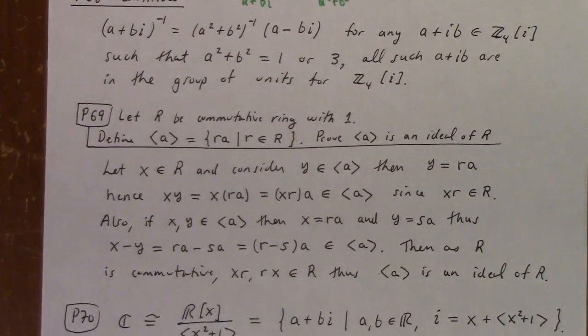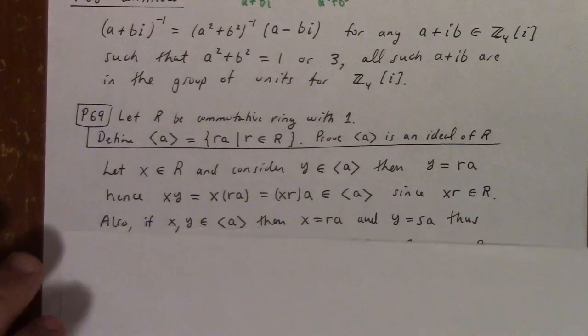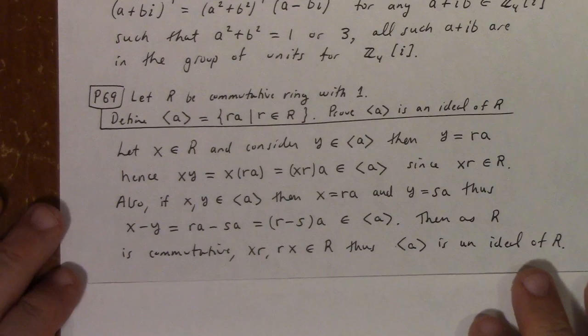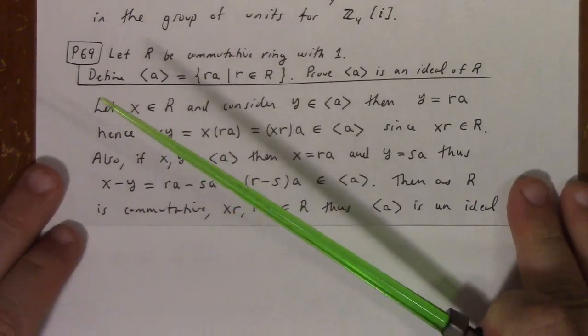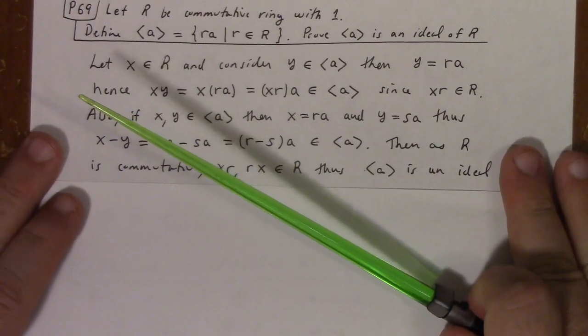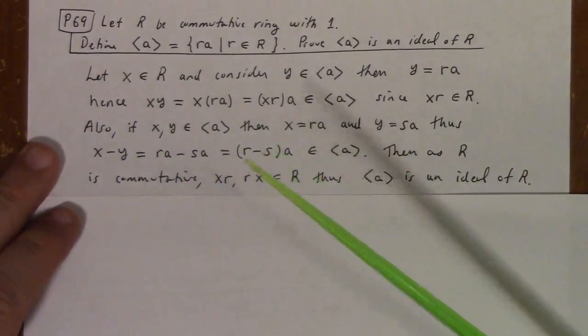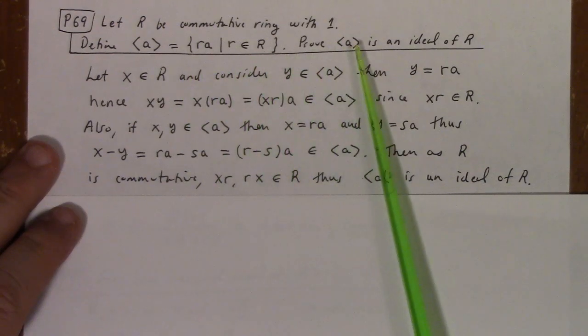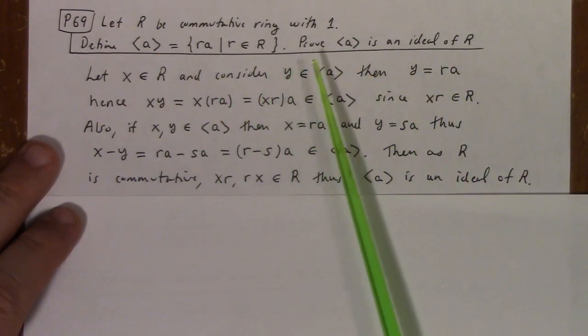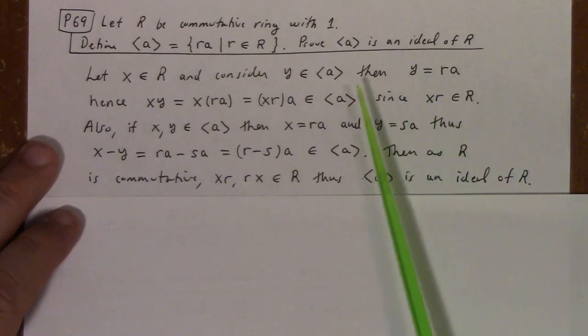So let's see here. I already told you about that one. Problem 69. Show that R is a commutative ring with unity. Define the principal ideal generated by A to be like it usually is. Prove it's an ideal. Well, it's good. If I'm calling it a principal ideal, it better be an ideal.